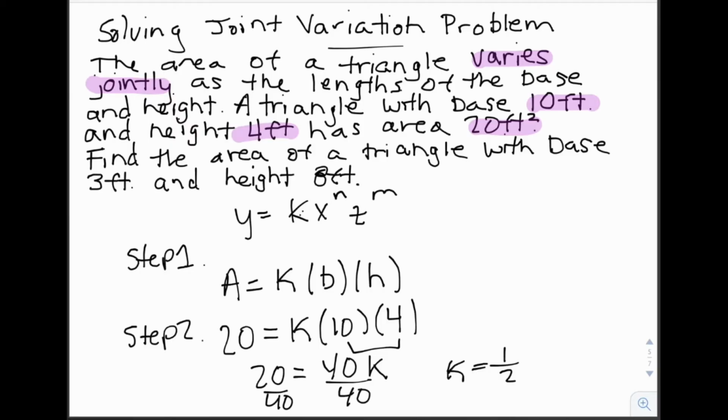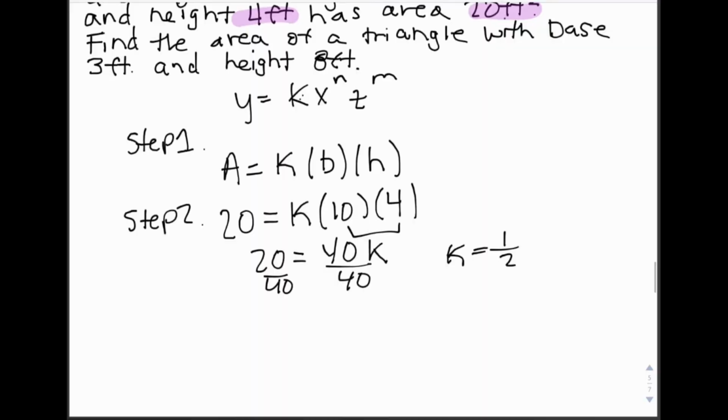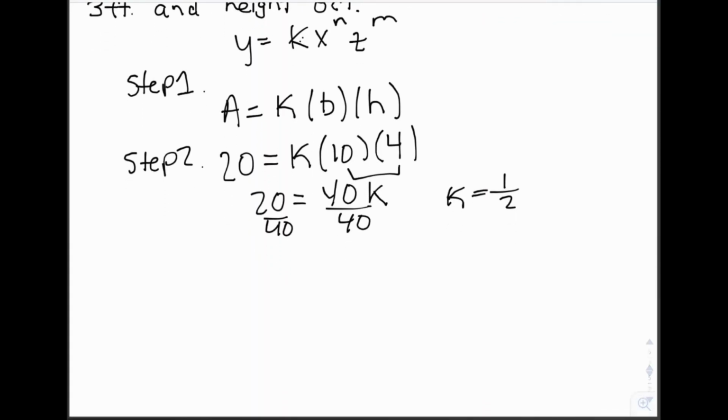Okay, and that actually makes some sense because we know that the area of a triangle is equal to 1/2 the base times the height. So let's take that k and plug it back into the equation to get us our area of a triangle. So step 3, we're going to take that k and plug it back in. So now we have the general formula. Area is equal to 1/2 times base times height. And we can figure out our second piece of information and solve for our unknown.